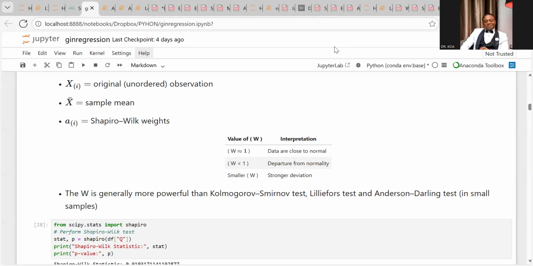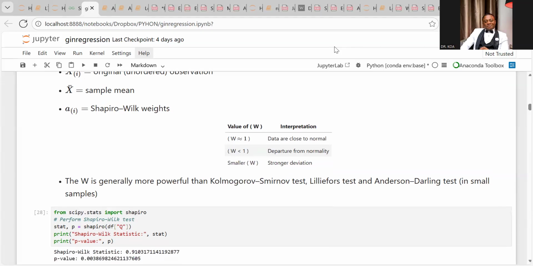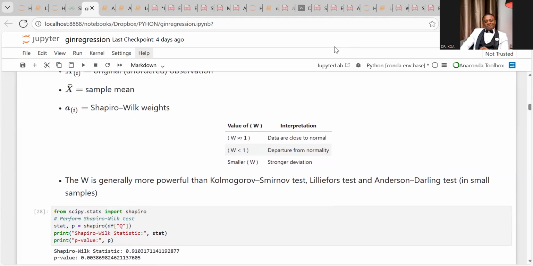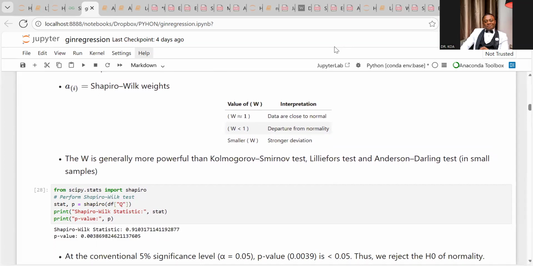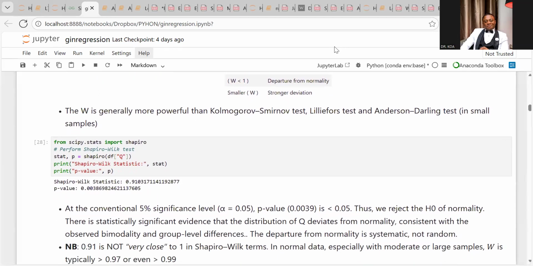For it to be close to 1, it has to be something else. And that something else must be above 0.97, or above 0.96, for it to be close to 1. So we're going to do the test. We are not using the Kolmogorov-Smirnov. All of them are powerful, but we're going to just use the Shapiro.